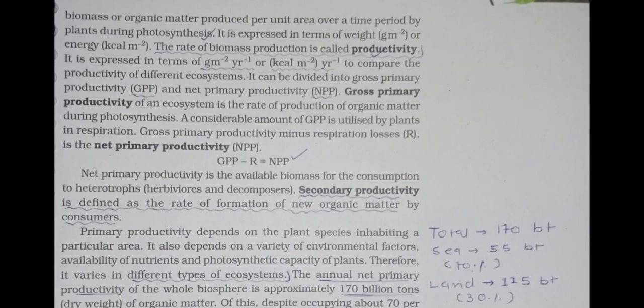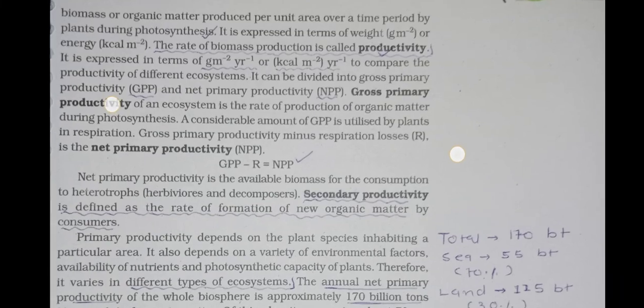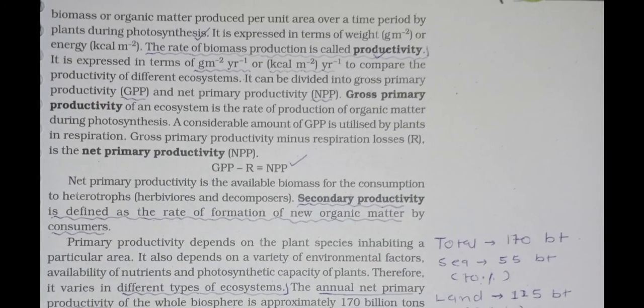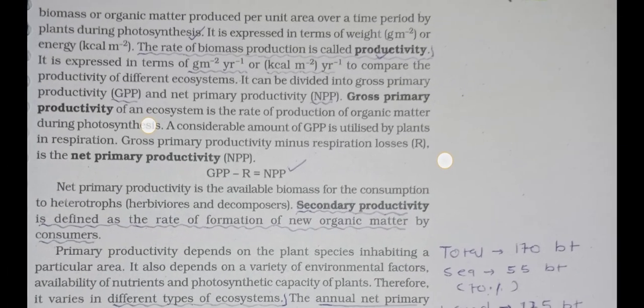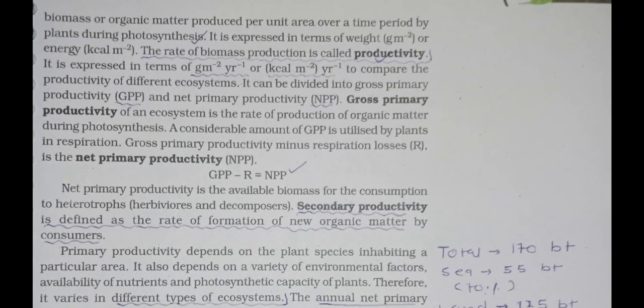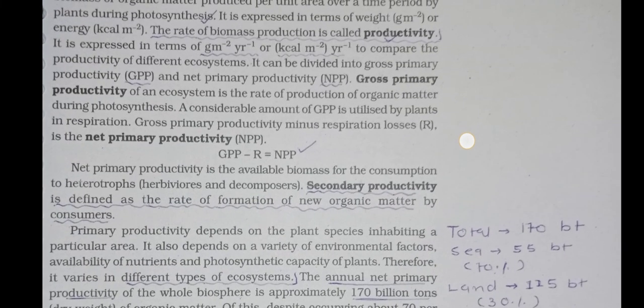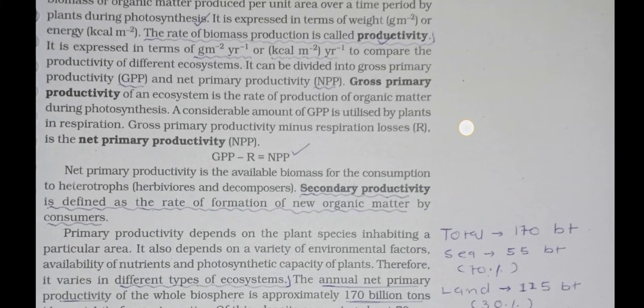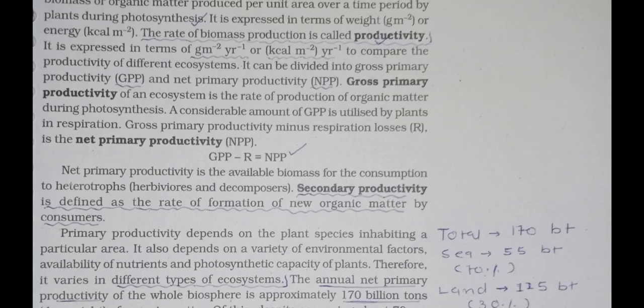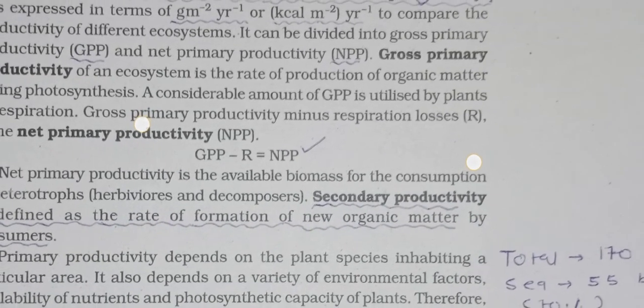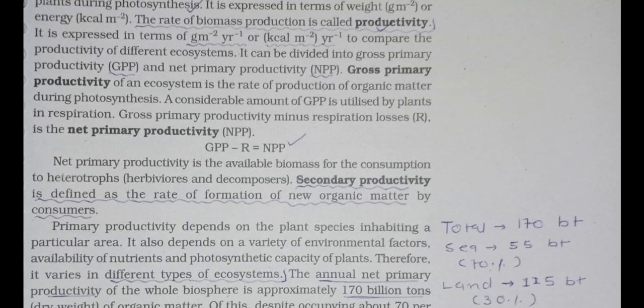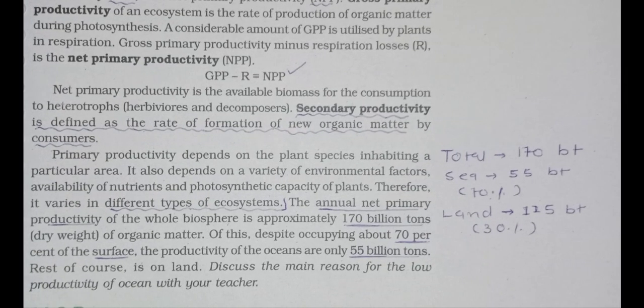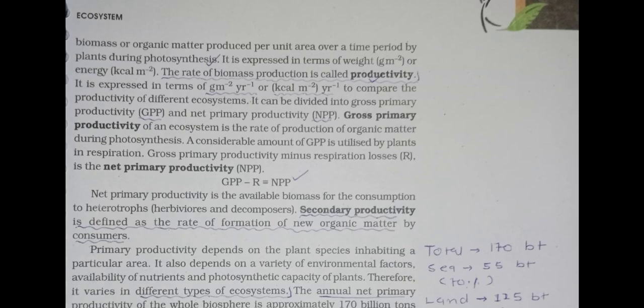So this question is completed and some important lines are there. The rate of biomass production is known as productivity, measured in kilocalories per meter square per year. GPP is gross primary productivity, NPP is net primary productivity. This equation is important: GPP minus R is equal to NPP. And the last paragraph is about the example. It is the most important question of this chapter for 2 marks.